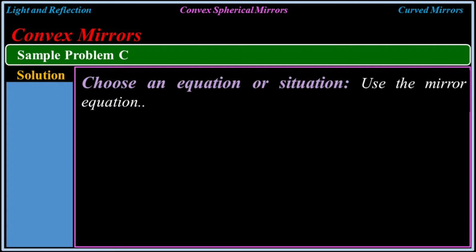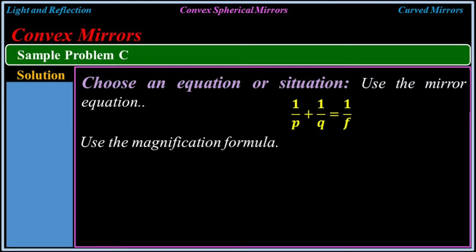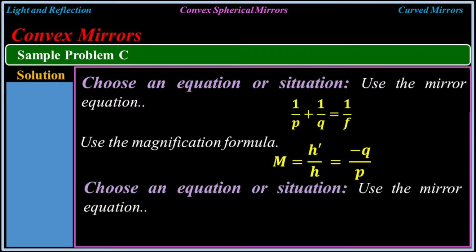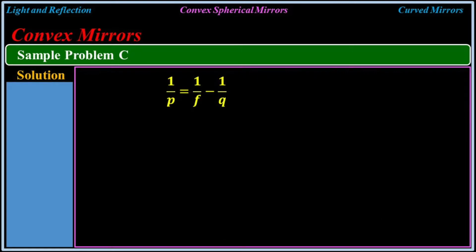There it is. Choose an equation or situation. Use the mirror equation. Remember what you're looking for, that's important. Use the magnification equation. Choose an equation or situation. Use the mirror equation. You're going to rearrange the values.